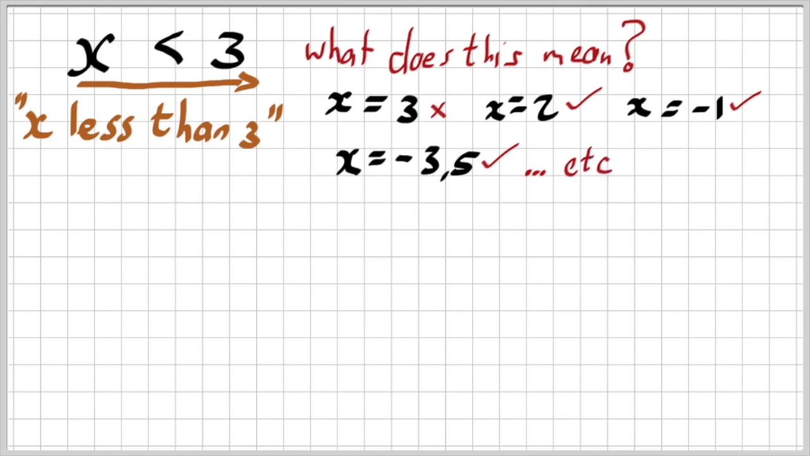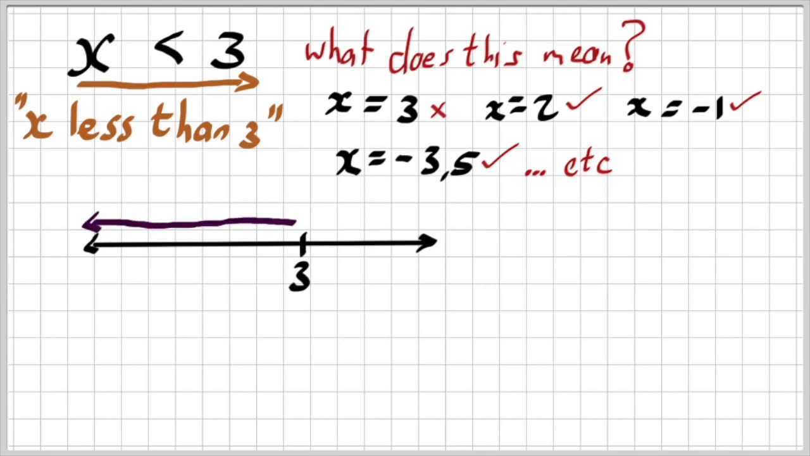Well, I've got infinitely many solutions. So if I have to draw it as a number line where there's a 3 there, it could be any of those numbers there, but it cannot be equal to 3. So therefore, I don't color in the 3. And there we've got it.